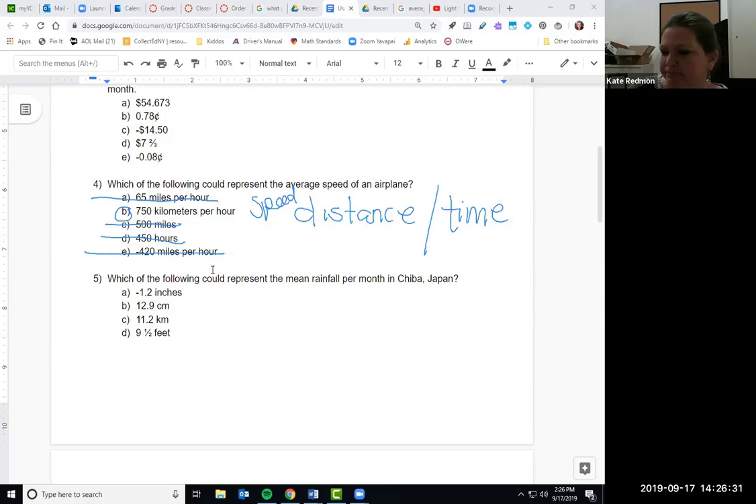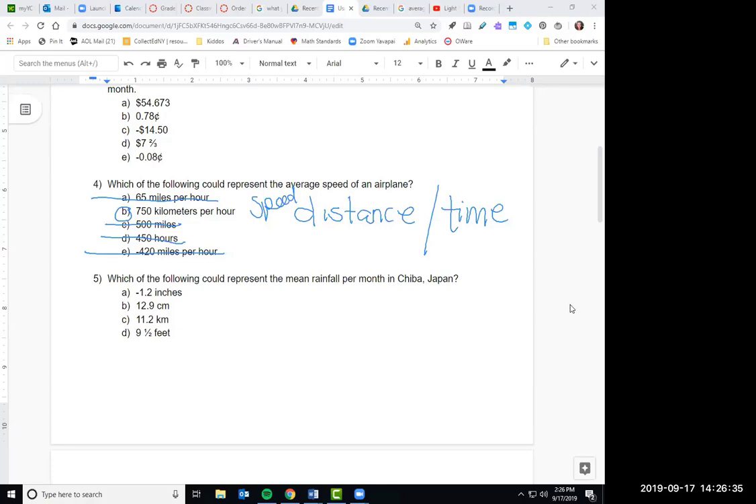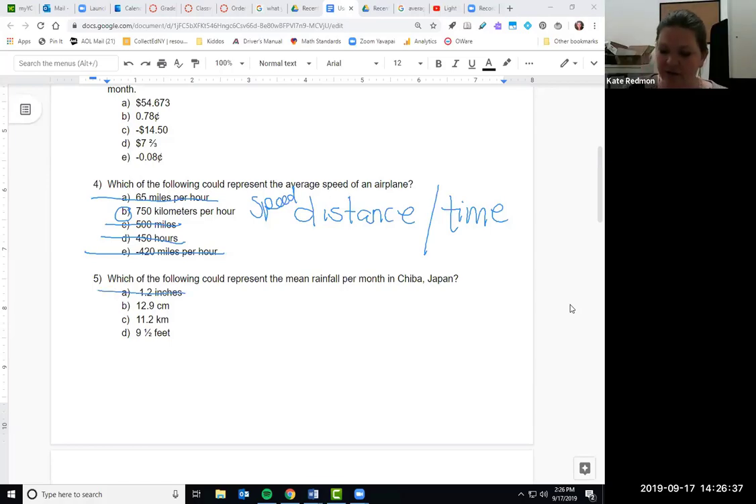Not negative. Our rainfall can't be negative. Yeah, we had less than no rain. I don't know what that means. Water got sucked up from the ground into the sky. I'm not sure what that means. Okay, so cool. Anything else I can rule out?